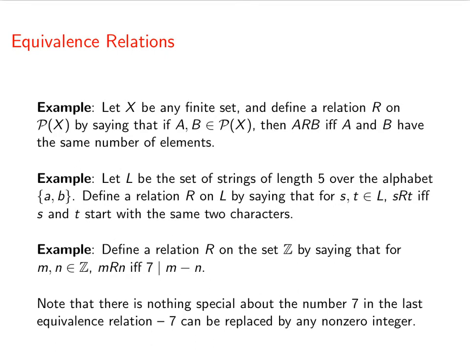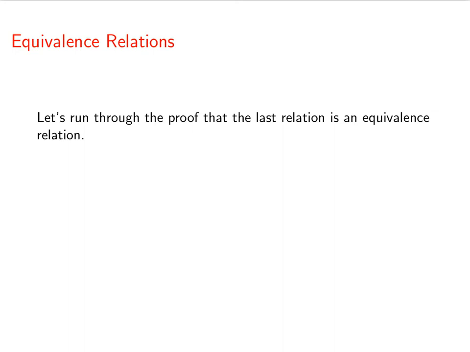Now you should note that in the last equivalence relation, there's really nothing special about 7. We could replace that with any non-zero integer and it still works. You'll have a different relation, but it'll still be an equivalence relation. Well, now let's go ahead and run through the proof that this last relation is, in fact, an equivalence relation. So there are three things that we have to prove. We have to prove that it's reflexive, symmetric, and transitive.